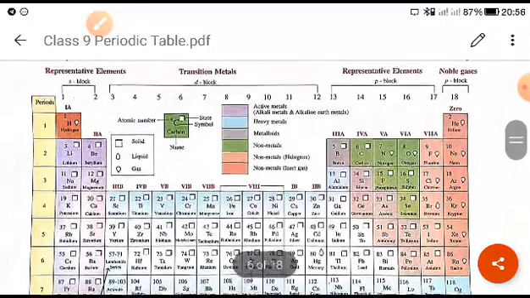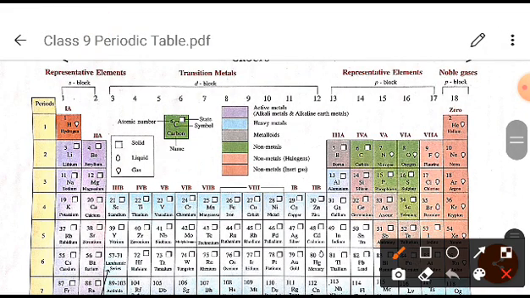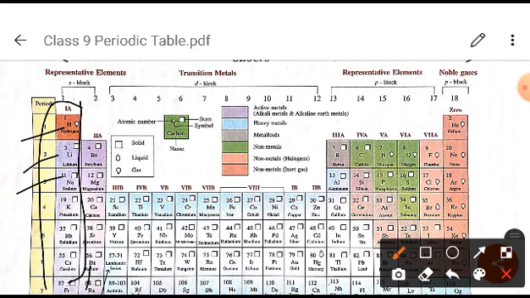Suppose we are arranging the table: hydrogen, helium, lithium, beryllium, boron, carbon, nitrogen, oxygen, fluorine and neon. After that, sodium, magnesium, aluminum, silicon, phosphorus, like this. We will notice that the elements coming in this column are hydrogen, lithium, sodium, potassium, rubidium, cesium and francium. After that, beryllium, magnesium, calcium, strontium, barium. So these are the elements.